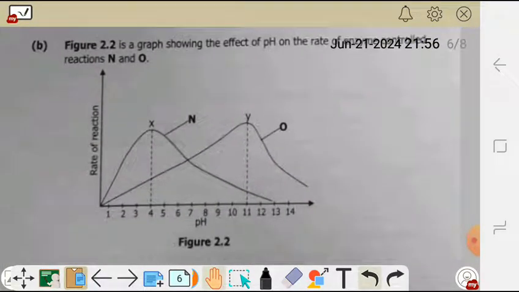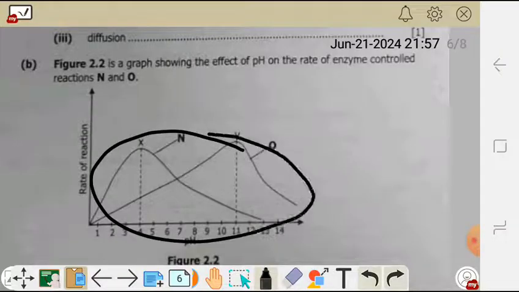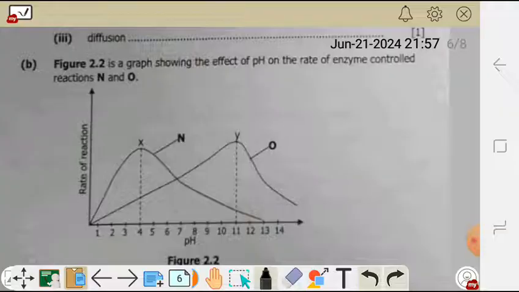Now let's move on to question B. This is question 2B. In question 2B, they are saying figure 2.2 is a graph showing the effect of pH on the rate of enzyme controlled reactions N and O. So they are saying this figure here is a graph which is showing the effect of pH.